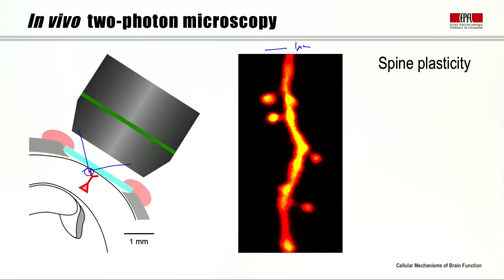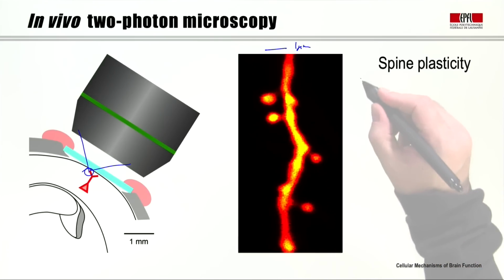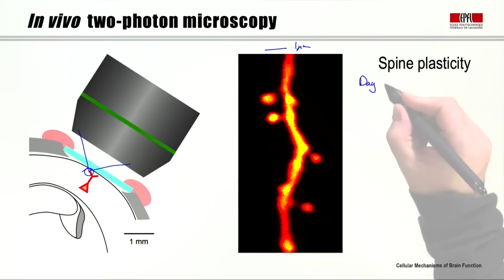And one of the remarkable observations that Karel Svoboda and his collaborators made is that the structure of the brain isn't completely stable. At the fine scale level of individual spines, it turns out that they come and go. And that also depends upon the experience of the animal.